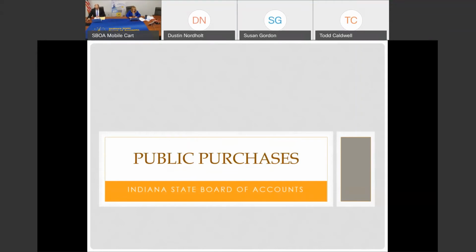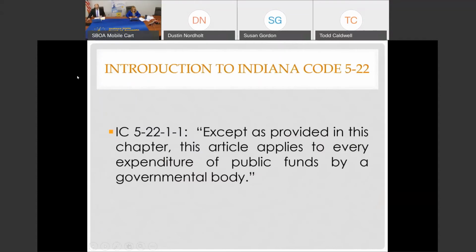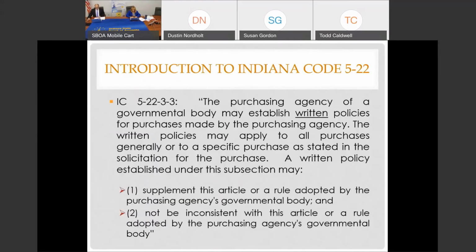So let's change gears a little bit and talk about purchasing and disposals not involving real property. But first, we love to give you all that statutory background, so let me do that. Indiana Code 5-22 is the governing title and article for purchasing. 5-22-1-1 provides this article applies to expenditures of public funds by a governmental body, while 5-22-3-3 states that a city or town may adopt written policies and rules to regulate the process that supplement this article, and they're not inconsistent with the article.